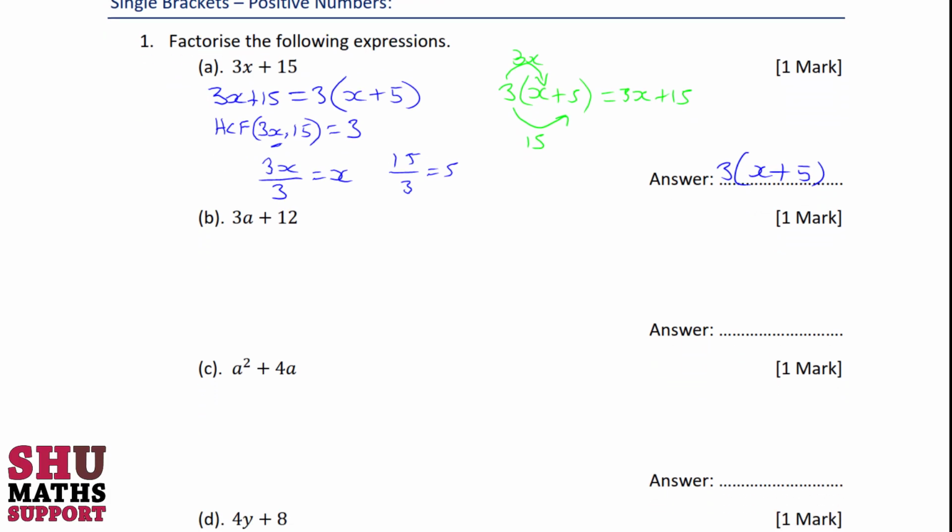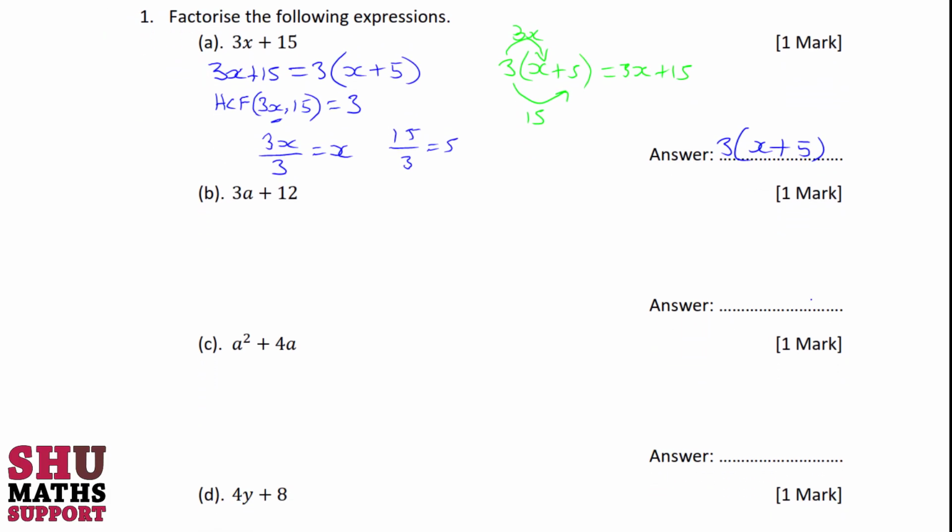So let's do another example. So we have 3a plus 12, so I'll just write that underneath. So 3a plus 12. And that's going to be equal to, well, we need the highest common factor of 3a and 12. So there isn't an a in both terms, which means we can't factor out the a. So we're just left with the 3 and the 12. And the highest common factor of 3 and 12 is 3, as we have 1 times 3 is 3 and 3 times 4 is 12.